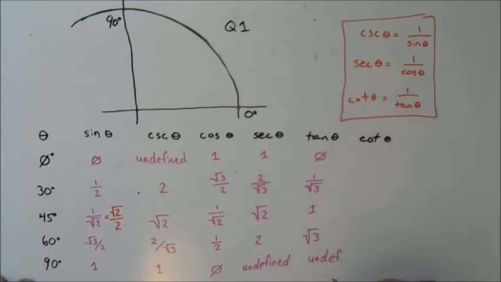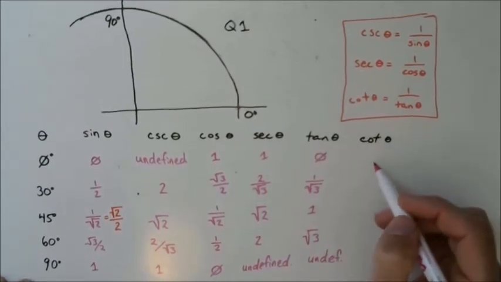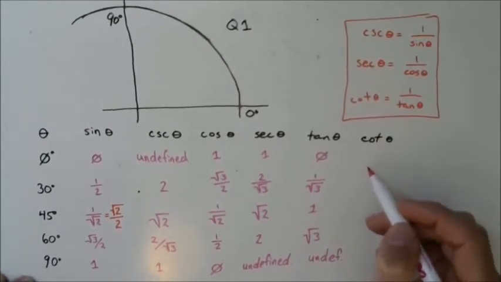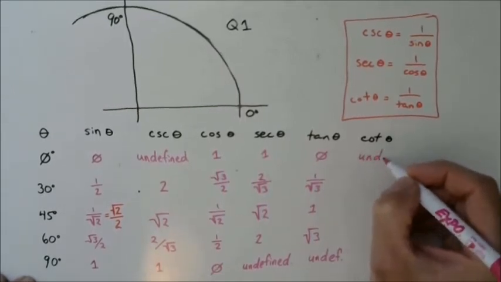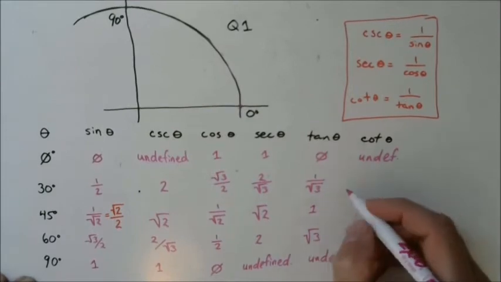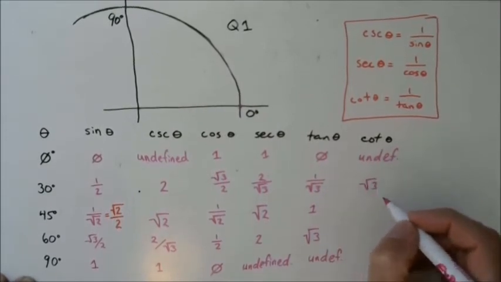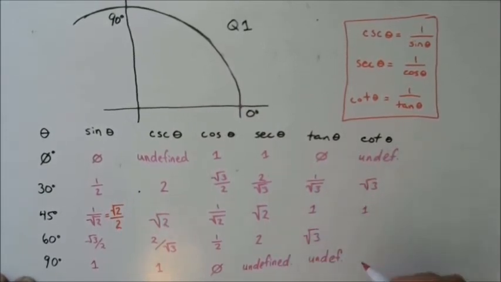Okay, now we can do our last column. It's just the reciprocal of the tangent ratio at each. The reciprocal of 0 is undefined. Reciprocal of 1 over radical 3 is radical 3. Reciprocal of 1 is 1. The reciprocal of radical 3 is 1 over radical 3. And the reciprocal of something that is undefined is 0.